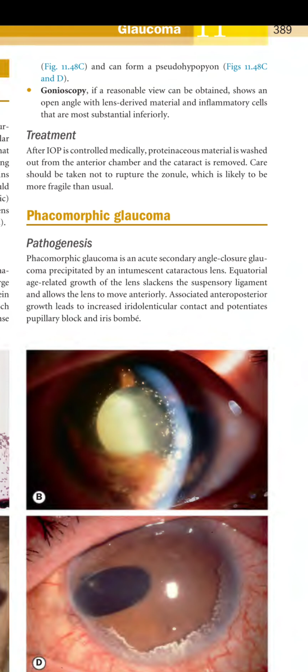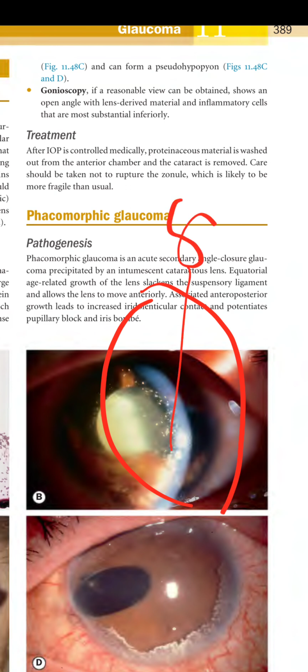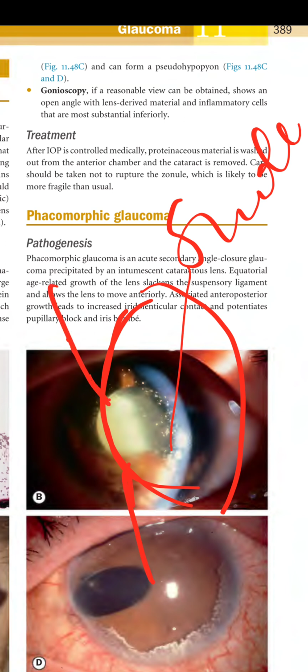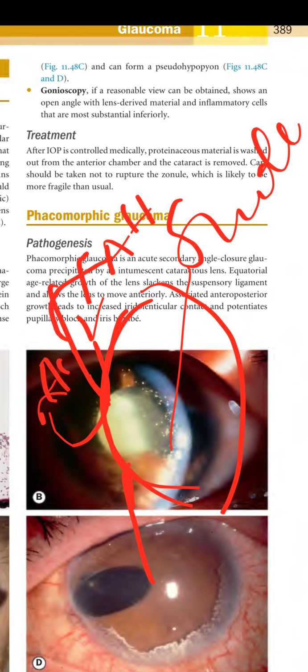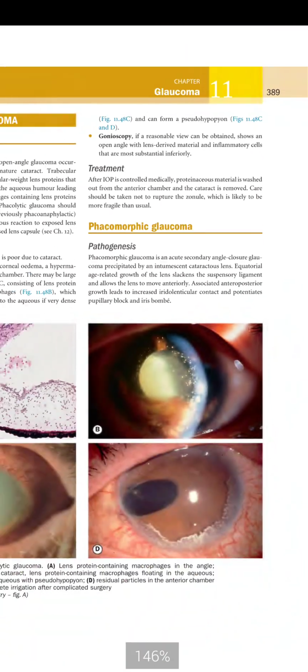So basically in a phacomorphic glaucoma, the cataract becomes swollen, and due to the swollen lens, the pupil becomes obstructed. When the pupil becomes obstructed, the aqueous humor from the posterior chamber will not flow to the anterior chamber, so it will cause an increase in the intraocular pressure, and there will be pressure build up in the posterior chamber, and there can be iris bowing as well, causing the iris bombe formation.